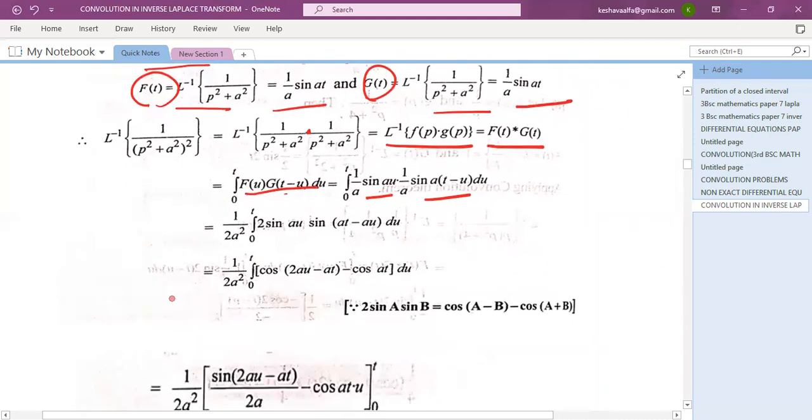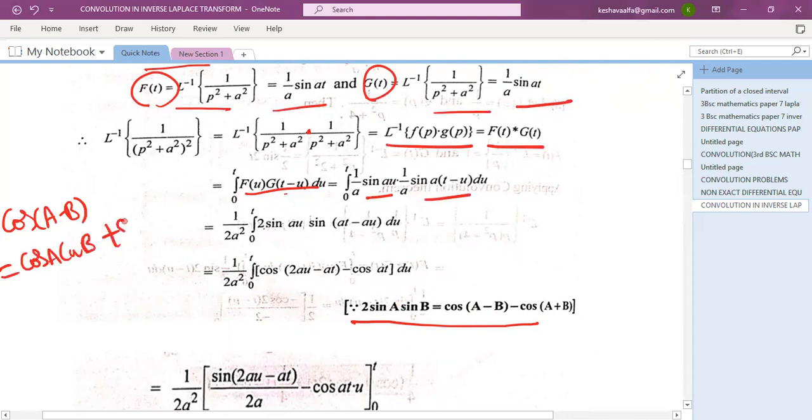So 1 by a square, and then sin a sin b. It is in the form of sin a sin b. So how do we get this formula? We know that cos of a minus b is equal to cos a cos b plus sin a sin b, and cos of a plus b is equal to cos a cos b minus sin a sin b.